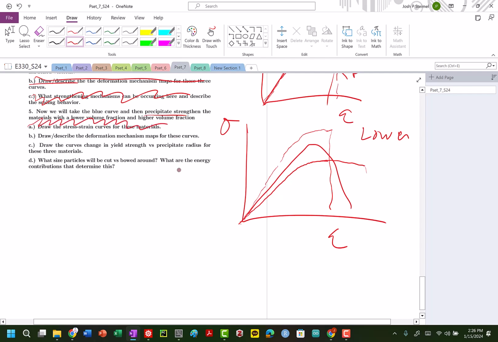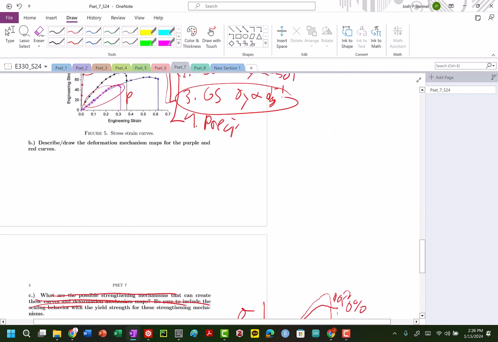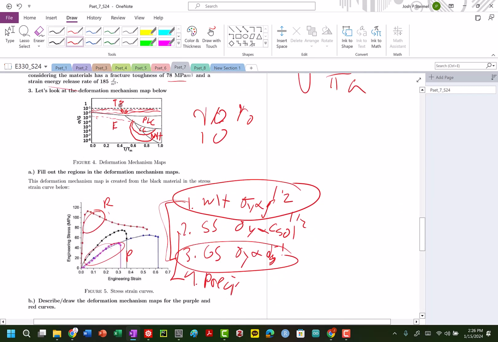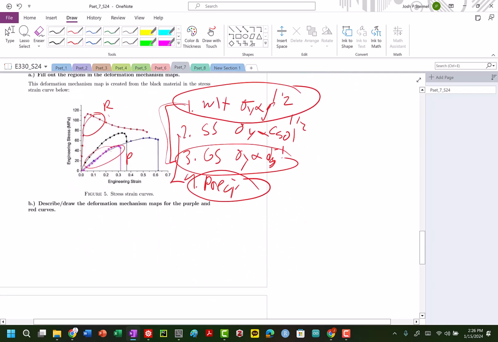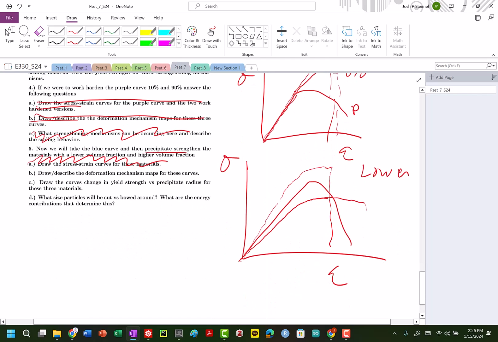Deformation mechanism maps, same concept as the first problem. So we would see these two different, again, lower volume fraction and higher volume fraction for basically this line, which measures our yield strength at all temperatures. But you wouldn't see that change in the cobalt creep region because in precipitate strengthening, you're not changing the size of your grains, which is what predominantly governs that cobalt creep region, and we're not changing that significantly. There are going to be slight changes, but anyways. Draw the curves for the change in yield strength versus the three materials.